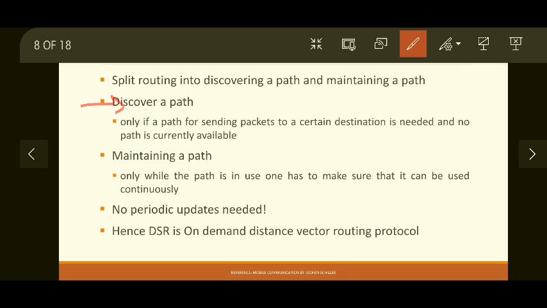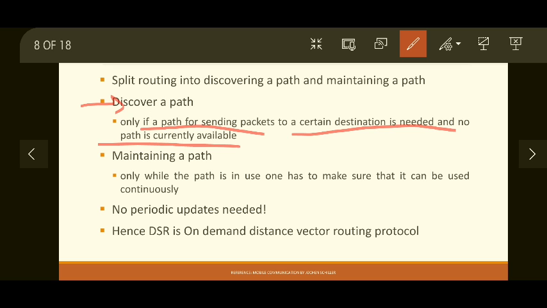Only if a path for sending packets to a certain destination is needed, that means whenever you have a packet to be delivered, then only is the path discovered. Otherwise, don't discover a path. And if no path is currently available, that is also important. The first time you will discover a path, later on sometimes you will stop sending packets for a certain period of time, and after some time you will again want to send a packet.